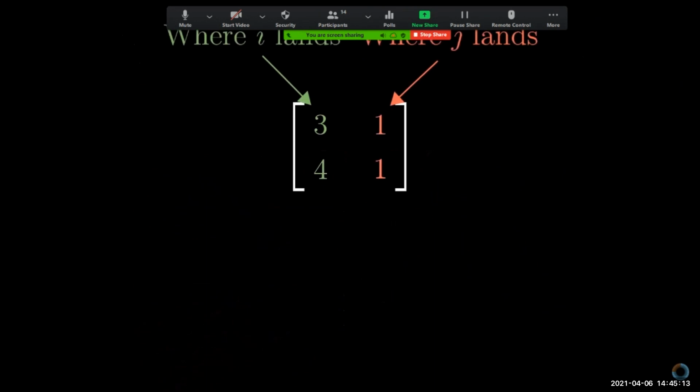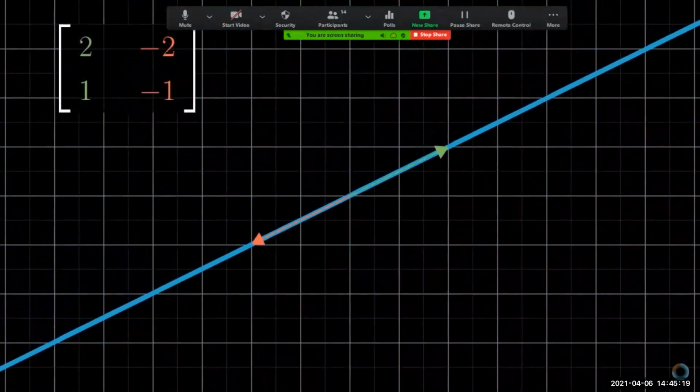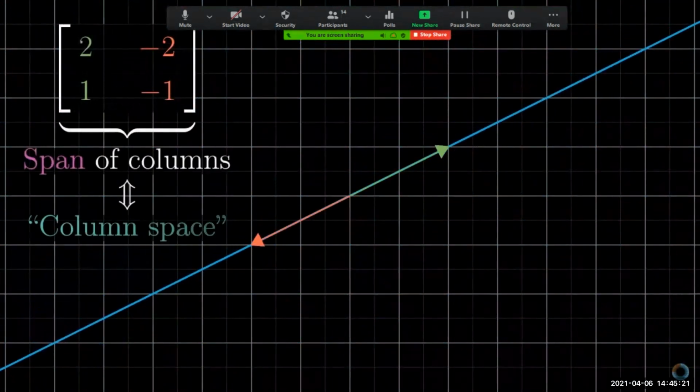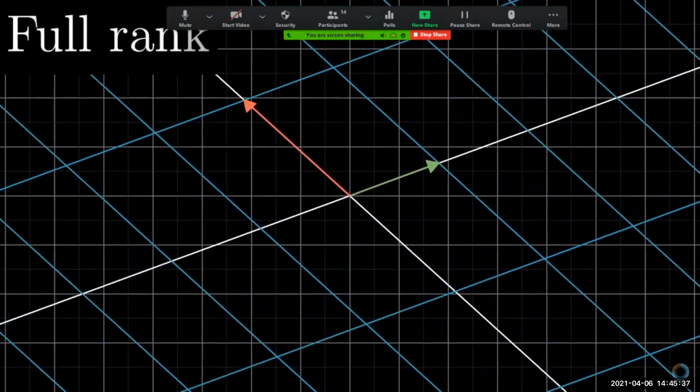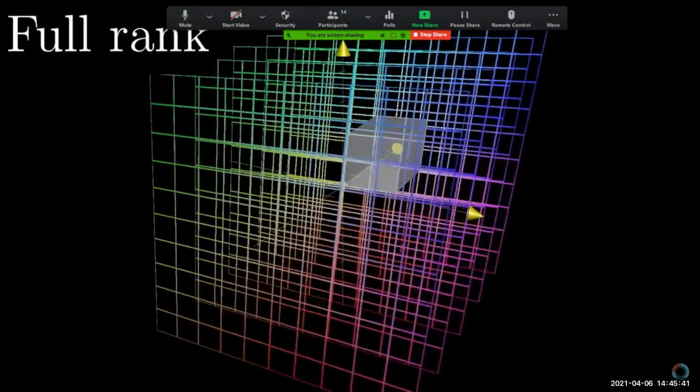The columns of your matrix tell you where the basis vectors land. And the span of those transformed basis vectors gives you all possible outputs. In other words, the column space is the span of the columns of your matrix. So a more precise definition of rank would be that it's the number of dimensions in the column space. When this rank is as high as it can be, meaning it equals the number of columns, we call the matrix full rank.